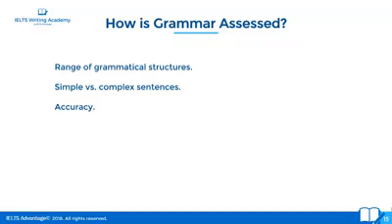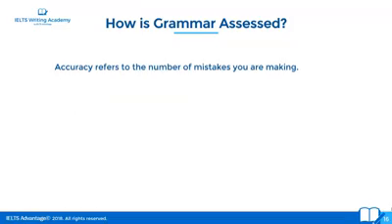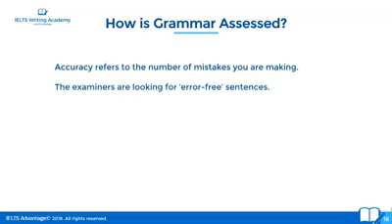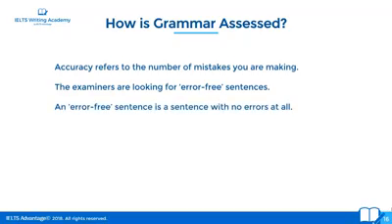Simple versus complex sentences, I made a whole video on this. It's in the group. It's part of my VIP IELTS course, so I gave you that for free. So check that out. The main thing and the main reason why 99% of students get a lower mark for grammar, and that's what we're going to focus on, is accuracy. So accuracy refers to the number of mistakes that you're making. The examiners are looking for error-free sentences. An error-free sentence is a sentence with no grammatical errors at all.